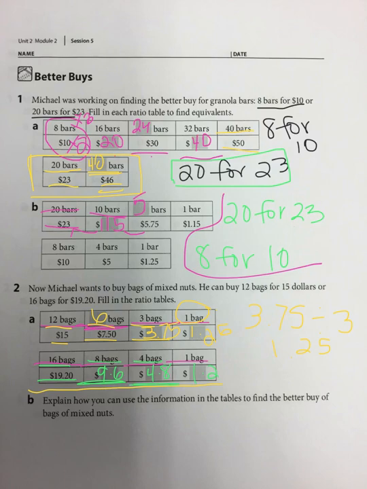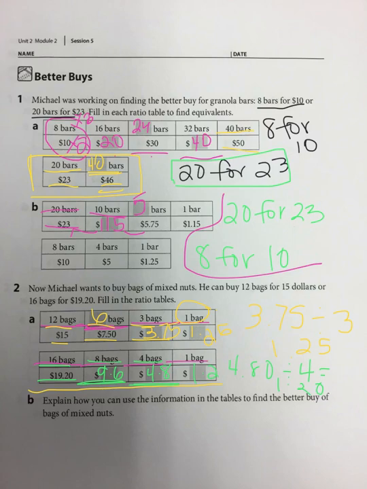For this last one, you're going to do division again. So you have $4.80 for 4 bags. You're going to divide that by 4 to get how many dollars it is for just 1 bag. And you should have gotten the answer $1.20.